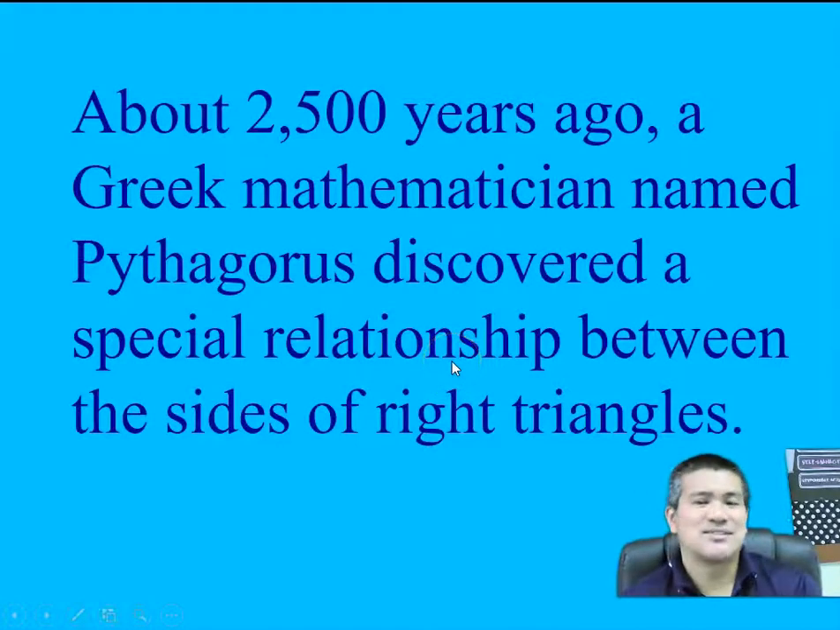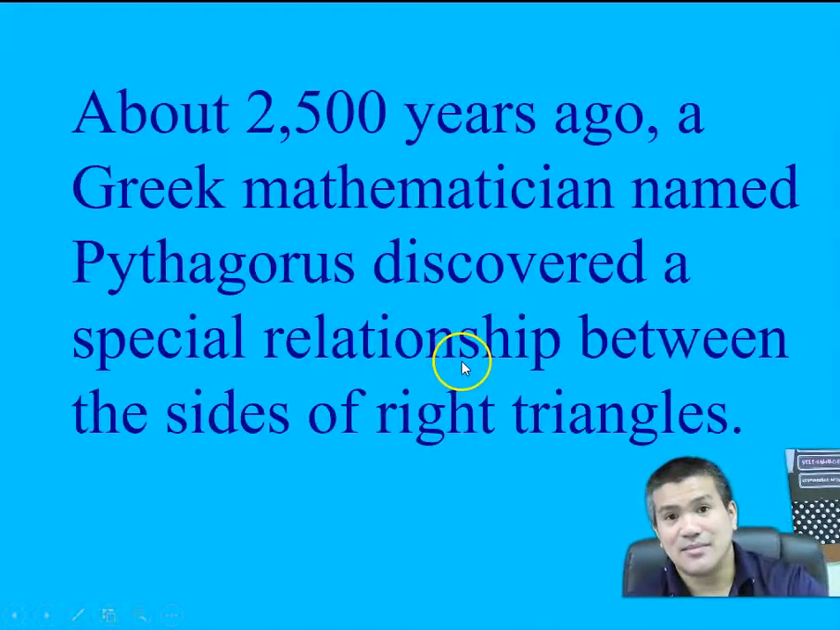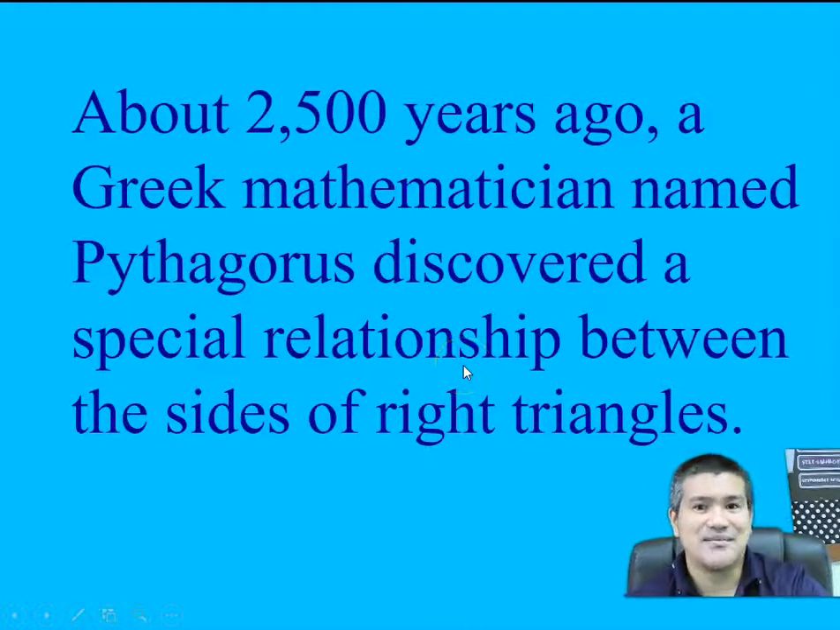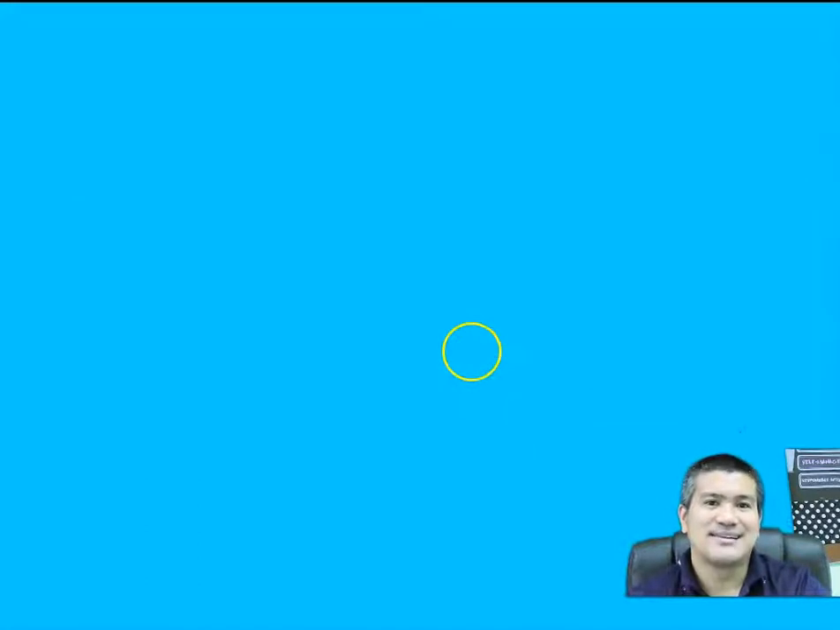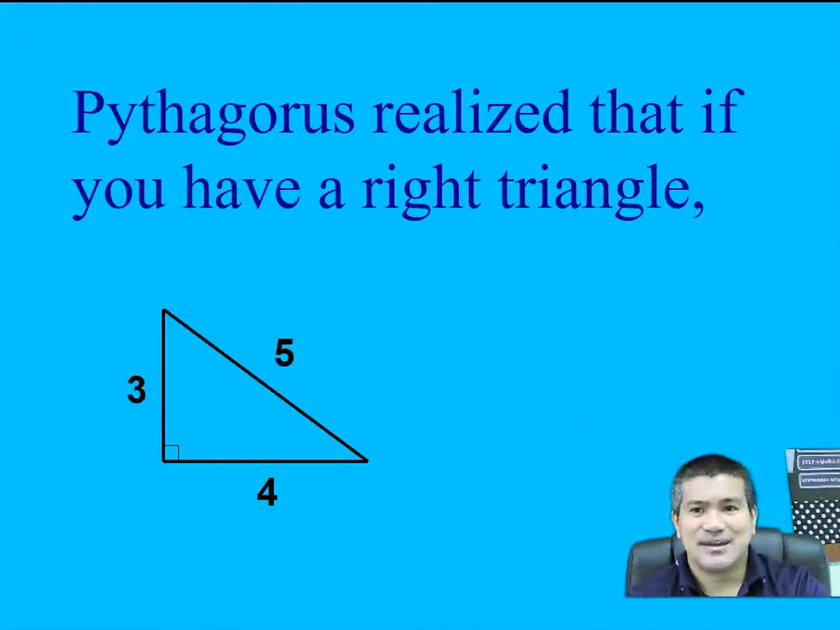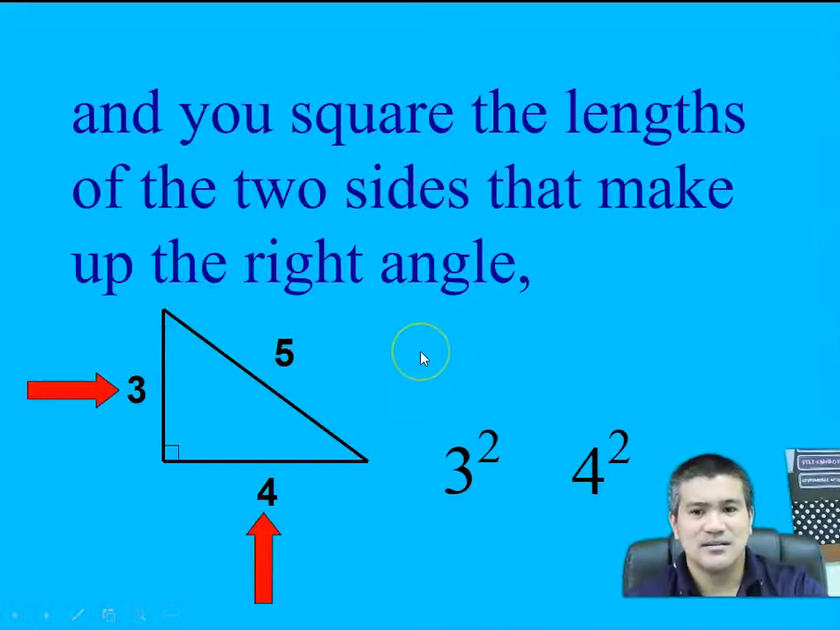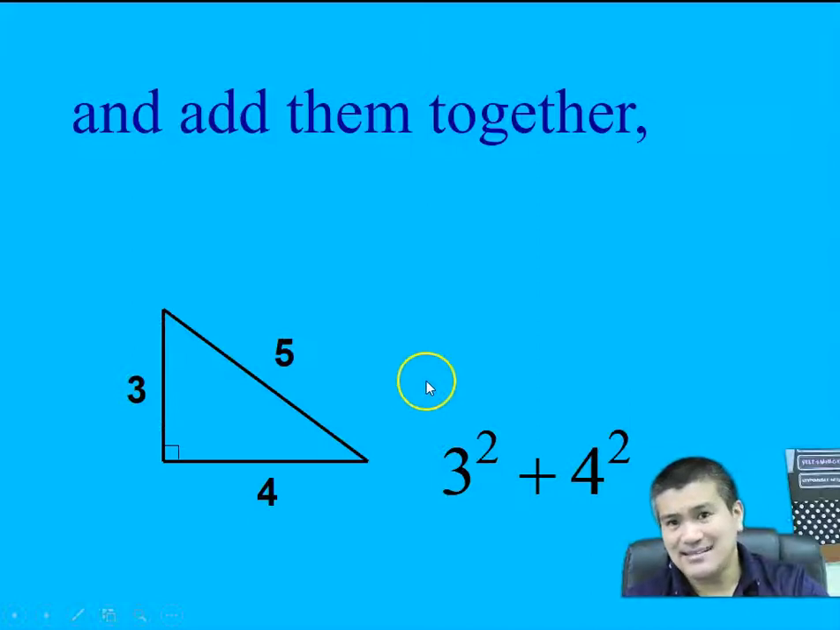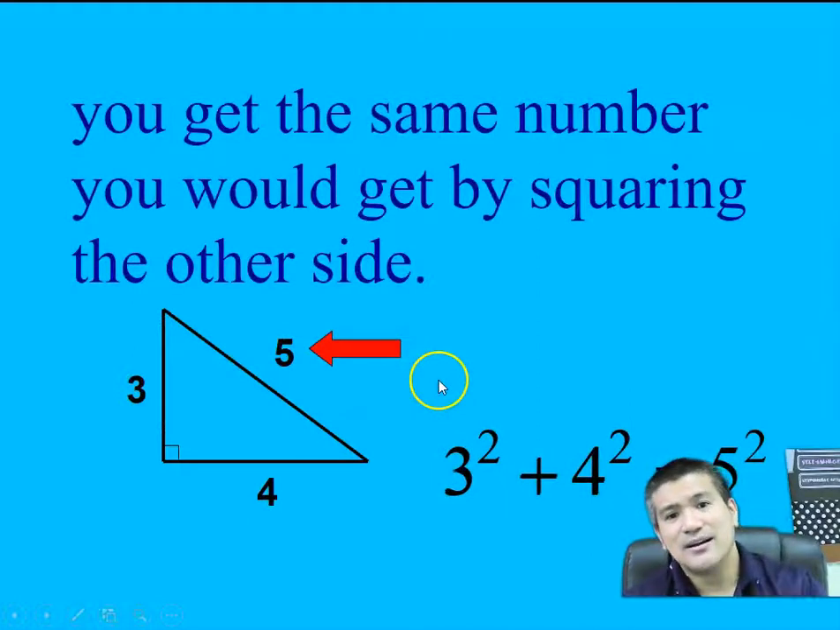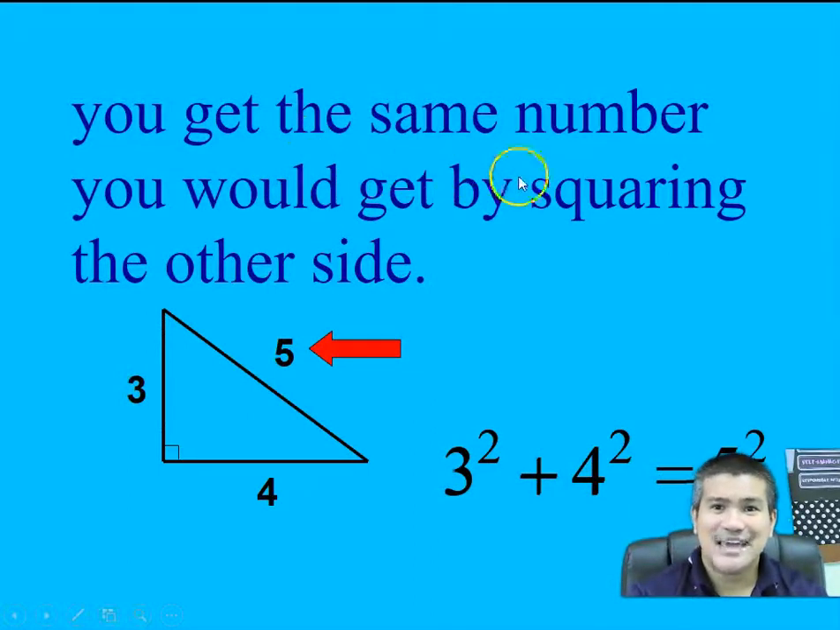About 2,500 years ago, a Greek mathematician named Pythagoras discovered a special relationship between the sides of right triangles. Pythagoras realized that if you have a right triangle and you square the lengths of the two sides that make up the right angle and add them together, you will get the same number you would get by squaring the other side.